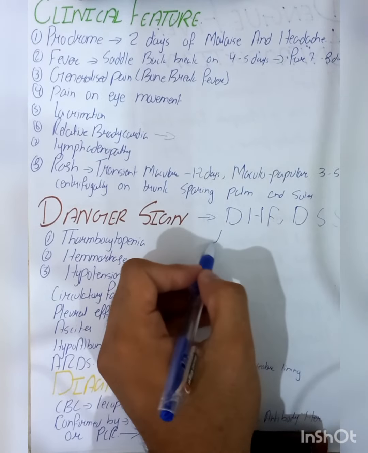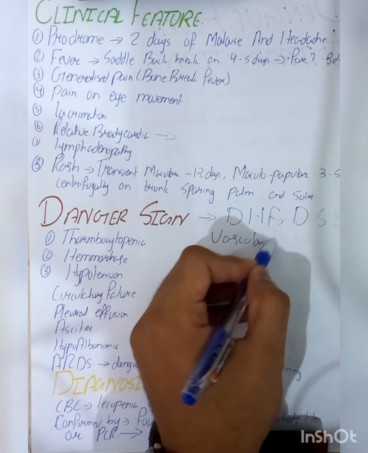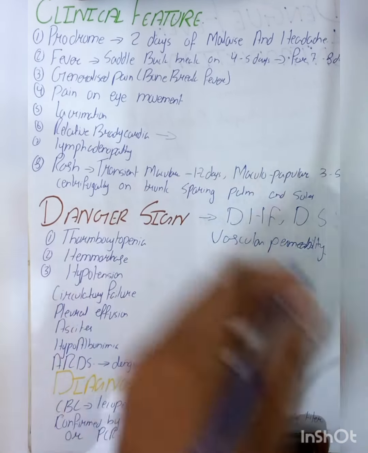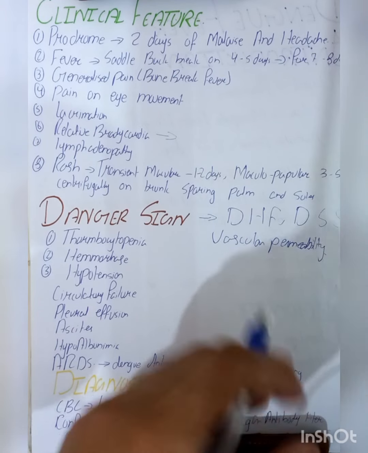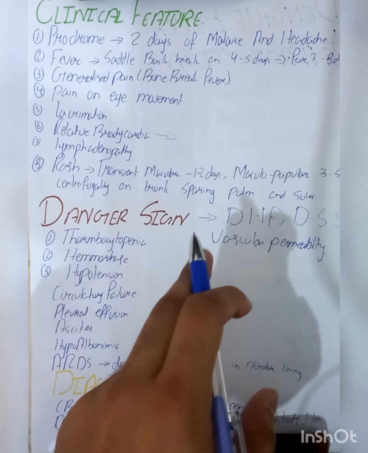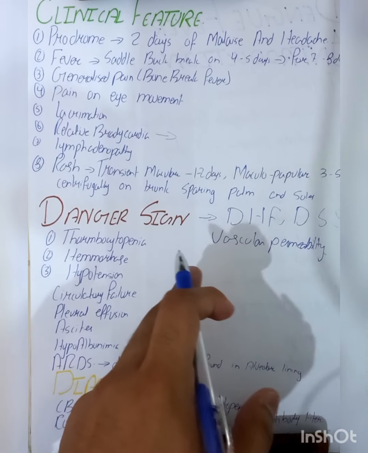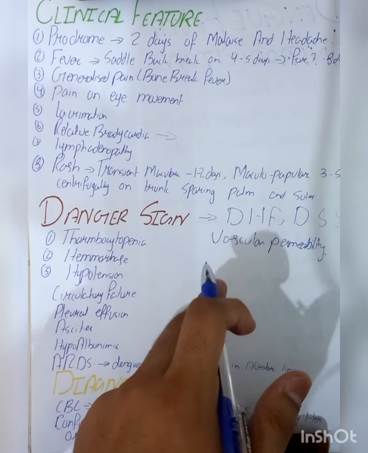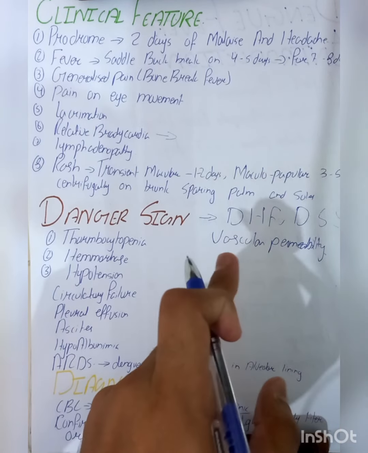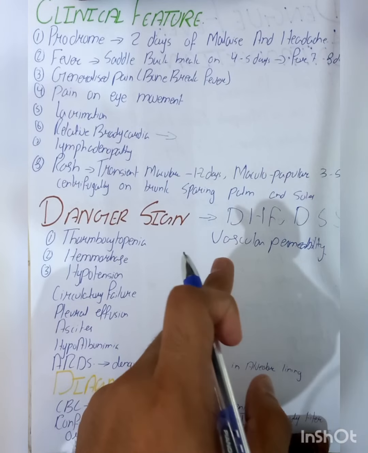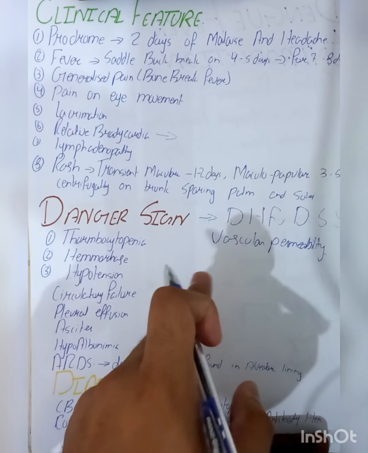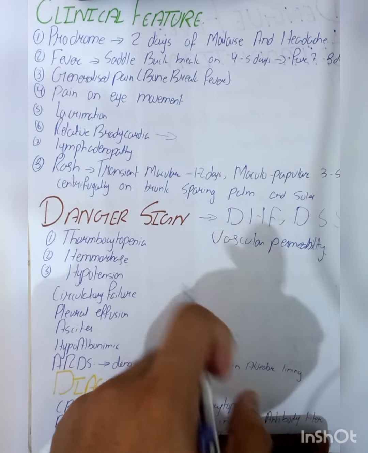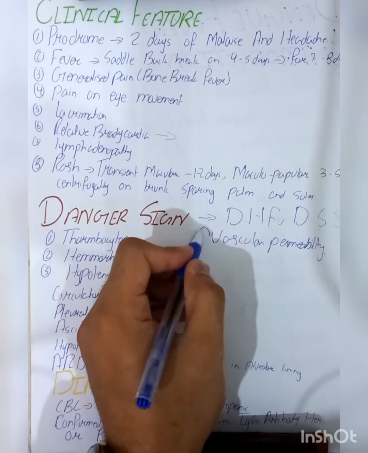Because vascular permeability occurs. Why does this vascular permeability occur? Whenever there is antigen present in the body, an antibody-antigen reaction will occur, which leads to the formation of antibodies, and these release many chemical mediators like cytokines, such as interleukin 1 and interleukin 6, which lead to increased vascular permeability.